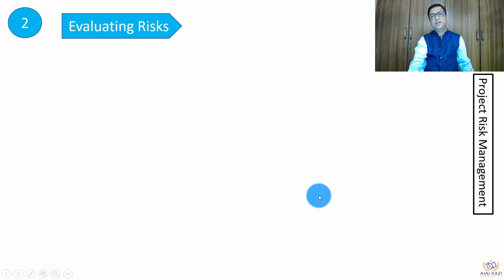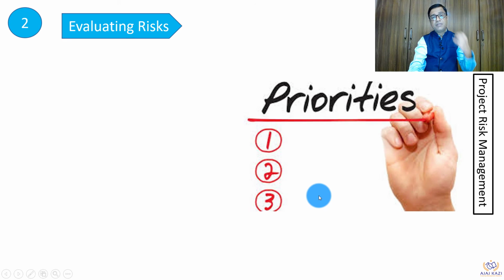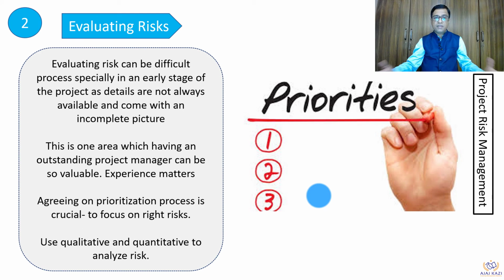The next one, as I said, is evaluating the risk. We have to prioritize the risk: which is number one, which is number two, which is number three. And there are different ways of doing this. One is qualitative analysis, another is quantitative analysis, which can give you the ranking of the risk. This is very important because from there you will know which risks should be on your radar all the time, which you have to put on the watch list.